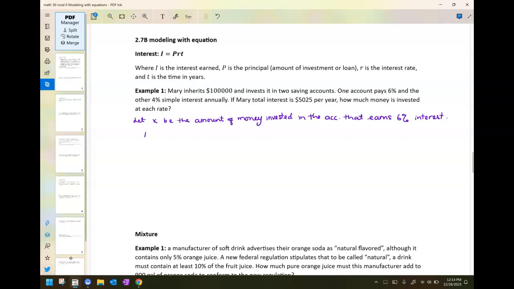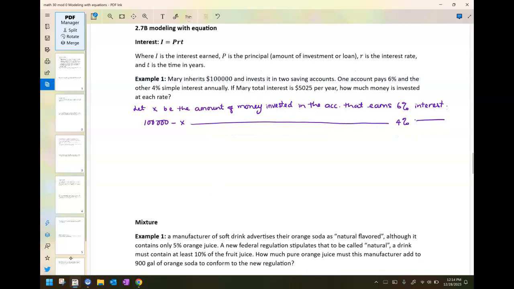The amount of money that is left over is equal to the total amount of money minus the money invested in the 6% interest account. So now 100,000 minus X is the amount of money invested in the account that earns 4% interest.